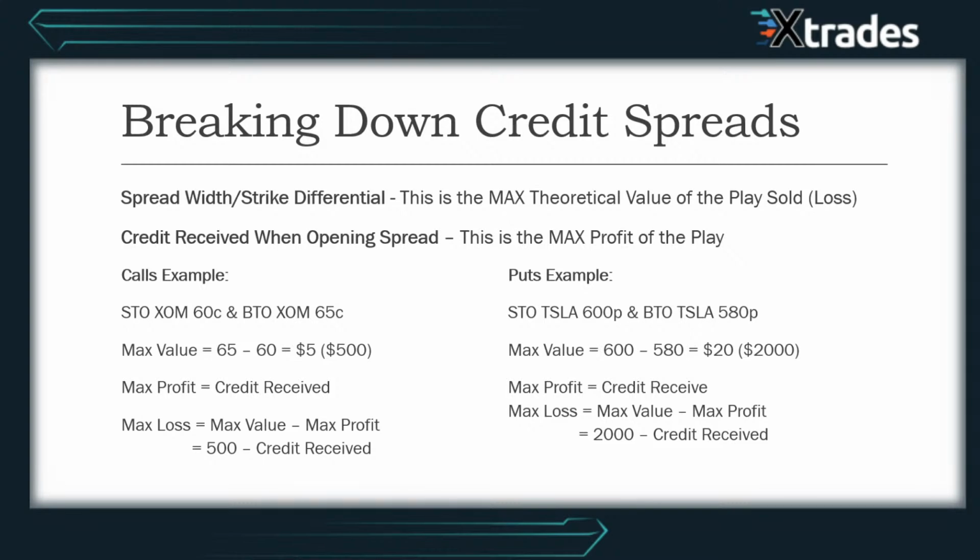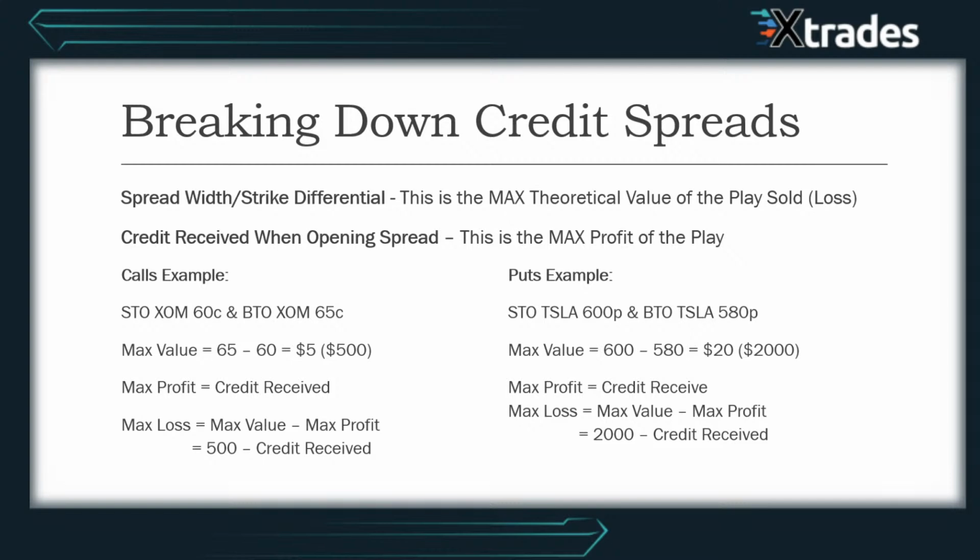But okay. And then the puts example is kind of the same thing, but 600p, 580p on Tesla. So we're going to sell to open the 600p, so that's the closer strike, right? I think Tesla is about 670 right now. So this is really far out of the money, but this is just for example. Your max value is going to be 600 minus 580, or $20 times 100 is $2,000. So the max value of that spread is $2,000.